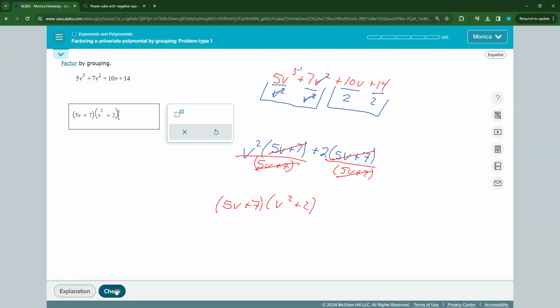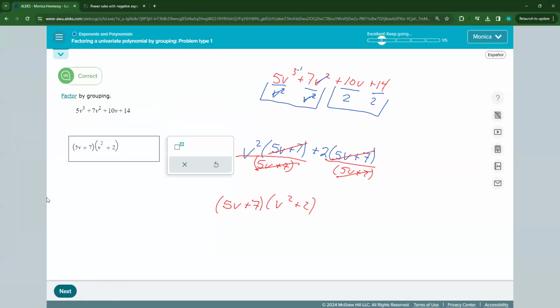Anyways, we're going to check this. We should be good on this, and then get to the next problem. Doesn't have a problem with our order or anything. So we will look for a new problem.